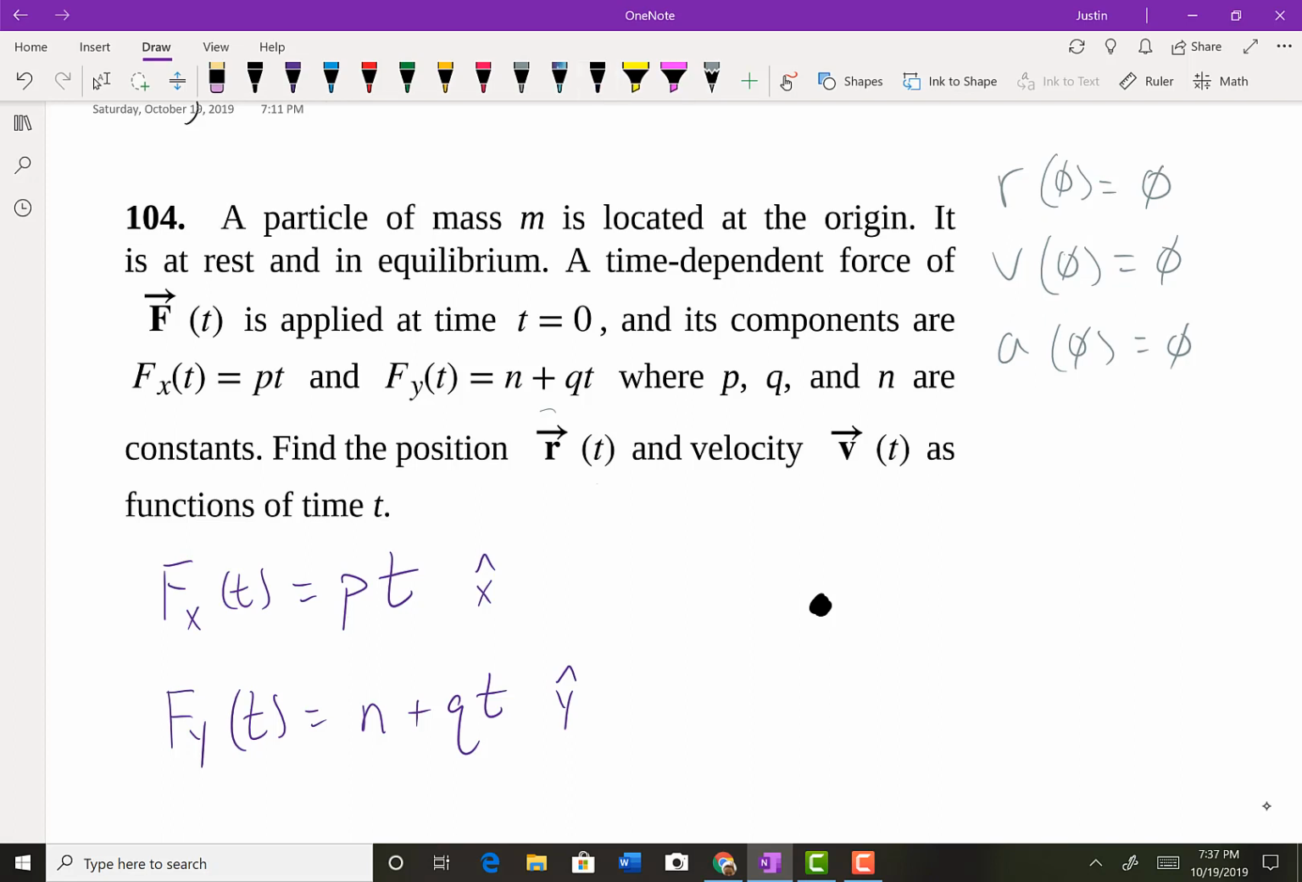Basically, at time equals 0, I have no x force acting here. So no x force whatsoever acting in that direction. However, I do have a y force, because even though when t equals 0 here, that term is going to disappear, n is still the constant. So I'm going to have a force equal to n when t equals 0.